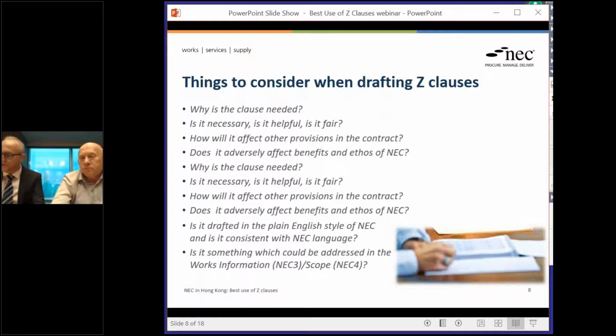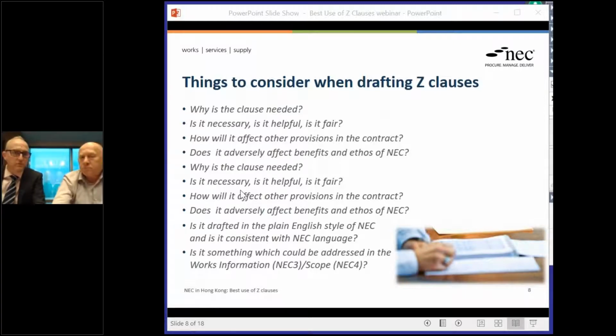And there are a few pointers on them, and I'm grateful for the NEC's notes on preparing contract data, which has a little section on this. It's very good, and I've cribbed a fair bit from that, but added some of my own as well. And it's talking about things to consider.